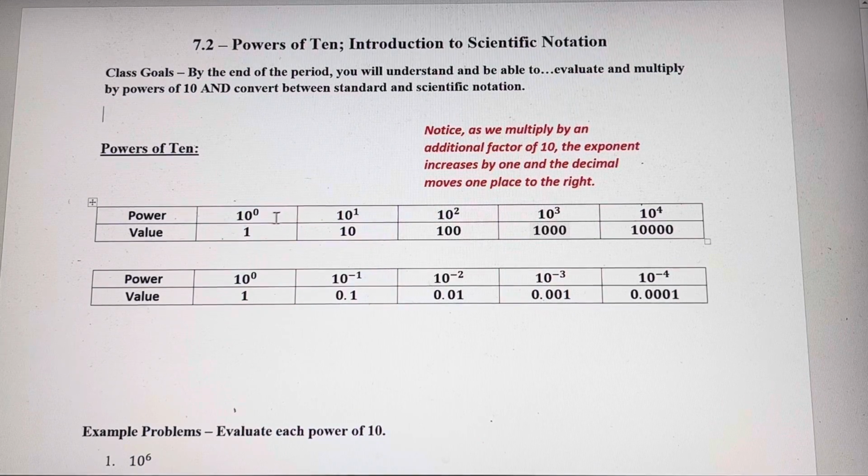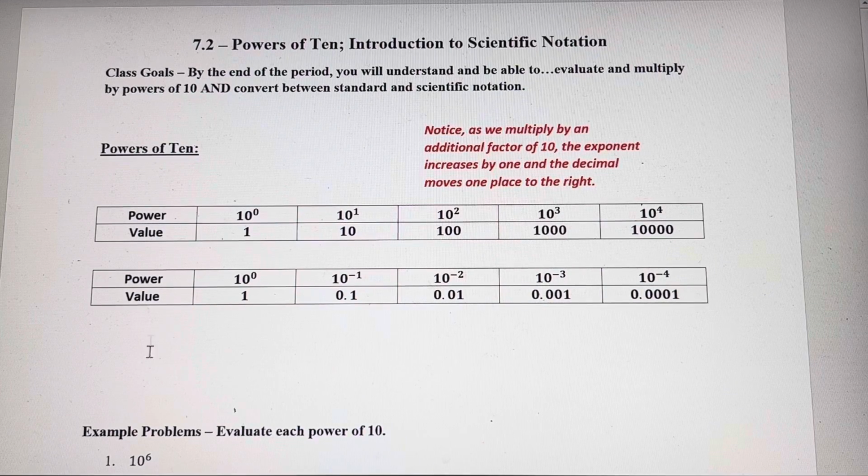And notice that the decimal, I know there's not a decimal here, but there's an understood decimal after each number, moves one place to the right. So 1 becomes 10, and the decimal moves another place to the right, and so on. Also, whatever the exponent is, it's the number of zeros after the number 1. So 10 to the 0, there are no zeros after the 1. 10 to the first, there is 1 zero after the 1. 10 squared, there are 2 zeros after the 1, and so on. And that'll hold forever and ever. If it was 10 to the 1,000th power, there would be 1,000 zeros after that beginning 1.